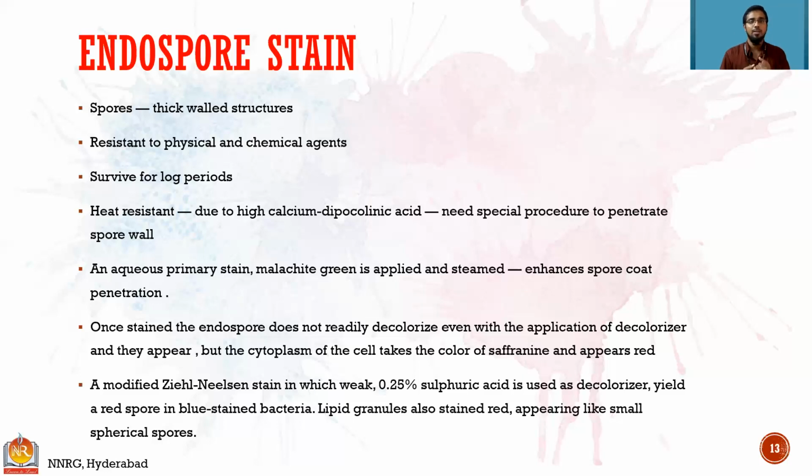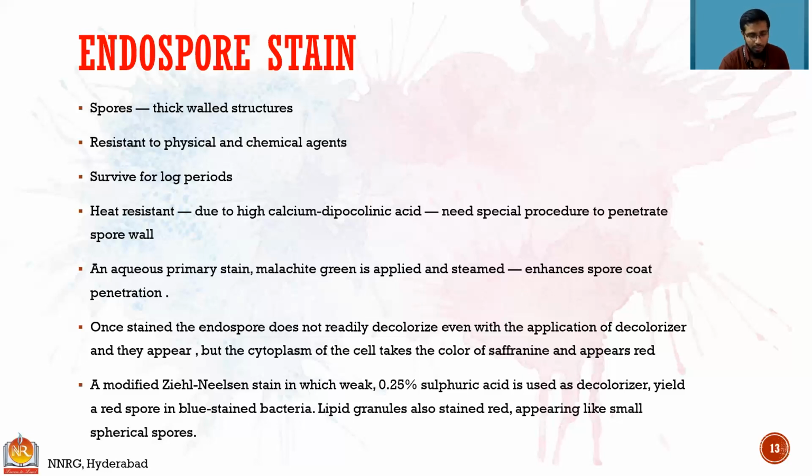When it absorbs the dye or any color, it doesn't easily let it go. Even with the application of decolorizer, the spores remain stained, but the cytoplasm of the cell takes up the safranin color. What it means is, if the cytoplasm took up the same color as the endospore, they would look the same. So there should be a different color. When we add another color, the cytoplasm absorbs that color. As a result, the endospore has a different color and we will be able to identify it.